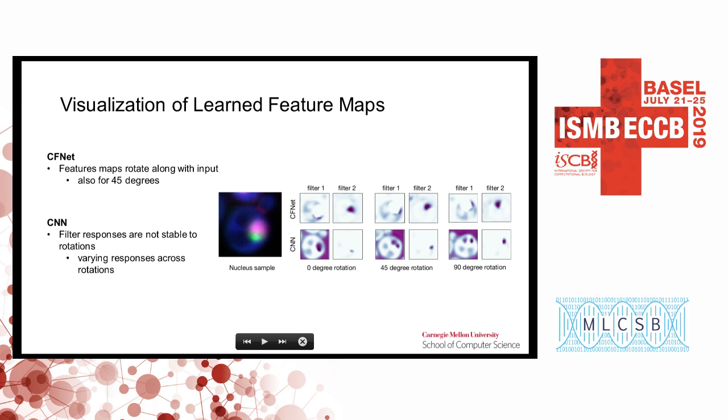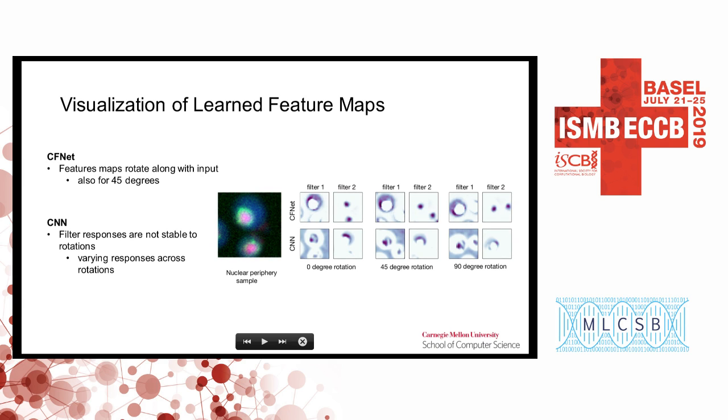However, for CNN, the response changes for different rotations. This is because the filters are oriented. So, for example, in this filter 2, it's not able to pick up the protein here, but it has a stronger response under 90-degree rotation. And we can observe this phenomenon in other examples as well. Here again, we see filter 2 is picking up this side of the nucleus, but under a 90-degree rotation, it's not as distinct, whereas for CFNet, the response is the same across all.